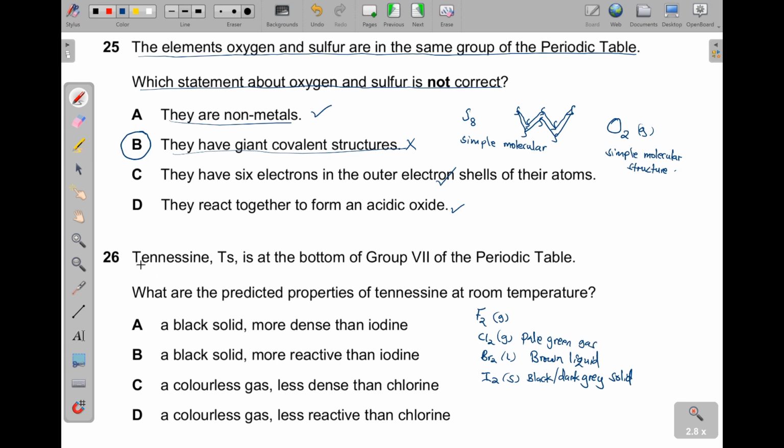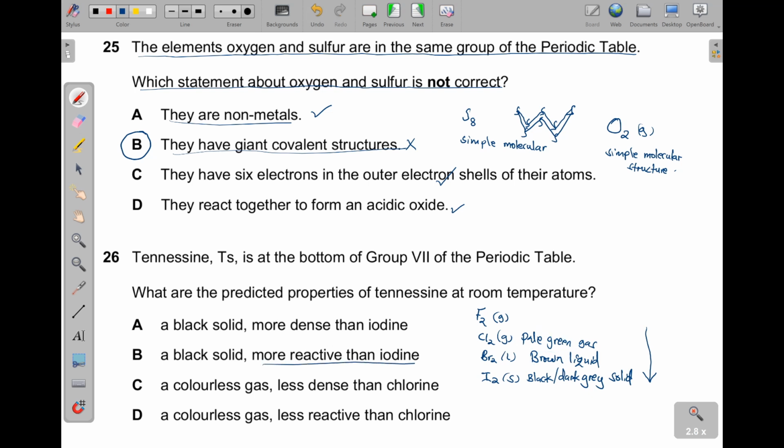But now they are saying tennessine is at the bottom. So if it is at the bottom, then the color, you can see that it keeps on intensifying. You cannot expect it to be brown or green or what. It has to be like black. So I have to choose from here. And it cannot be a gas. It has to be a solid. Okay, because it has many more electrons compared to all of these. If iodine is a solid, do you expect this one, which is below it, to be a gas? It cannot happen.